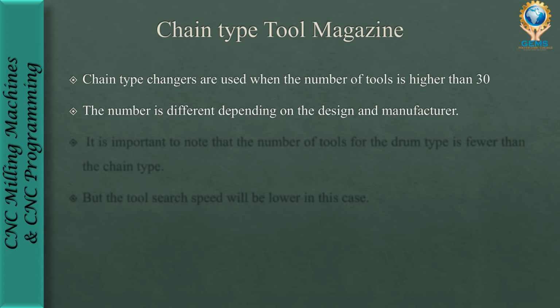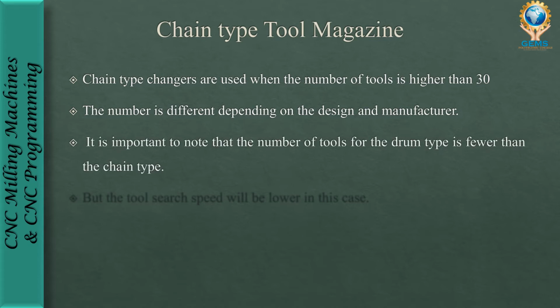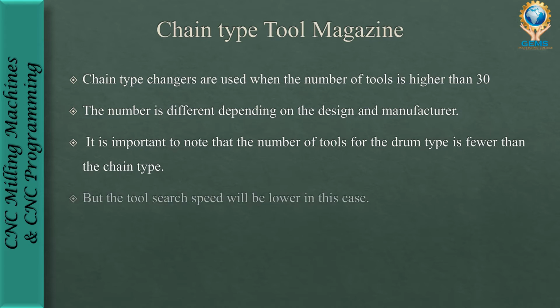One more thing to note is that the number of tools for the drum type is fewer than for the chain type. Compared to the chain type, the drum type holds fewer tools in storage. But in the drum type, the tool search will be very fast, whereas in the chain type the tool search speed will be lower because it holds more tools.